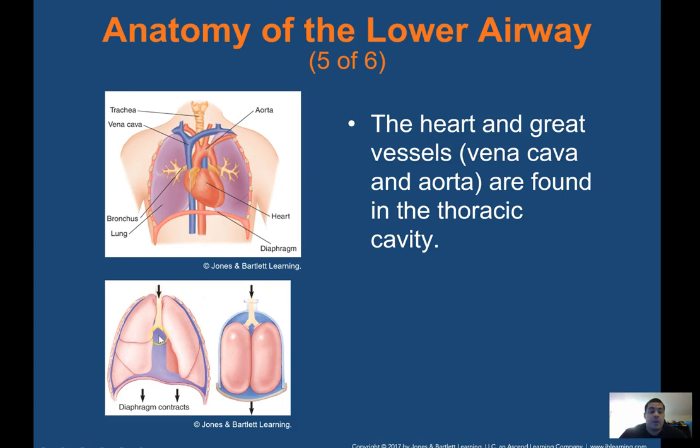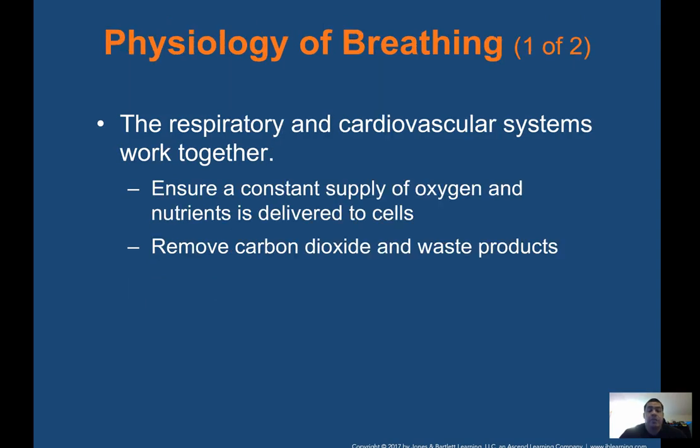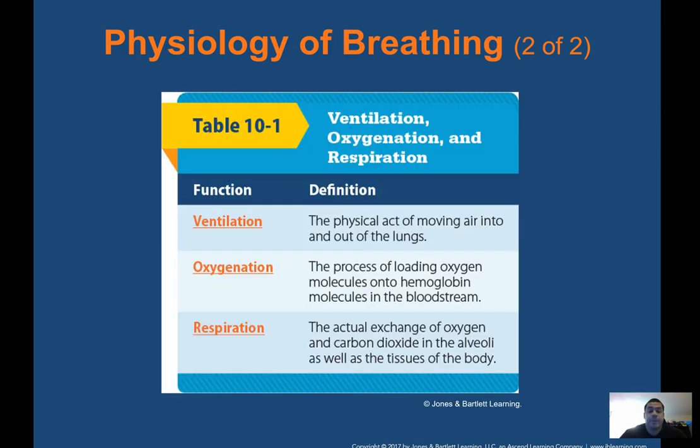And this is just a picture of the respiratory system, how the diaphragm works. The mediastinum, the space between the lungs, contains heart, great vessels, esophagus, trachea, major bronchi, many nerves. Physiology of breathing. The respiratory and the cardiovascular systems work together to ensure a constant supply of oxygen and nutrients is delivered to cells, and to remove carbon dioxide and waste products.